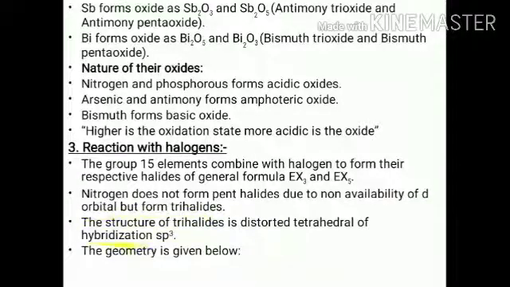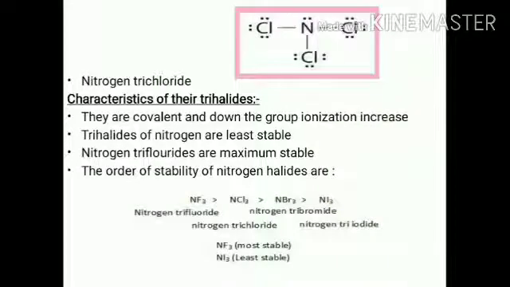The structure of the trihalide is distorted tetrahedral. The hybridization is sp3. The geometry is given below. This is the structure of nitrogen trichloride, NCl3. Nitrogen contains 5 valence electrons, so the formula is NCl3 and it contains 1 lone pair of electrons. Due to the repulsion between the lone pair and the bond pair, the geometry is distorted, so we can say the geometry is pyramidal.